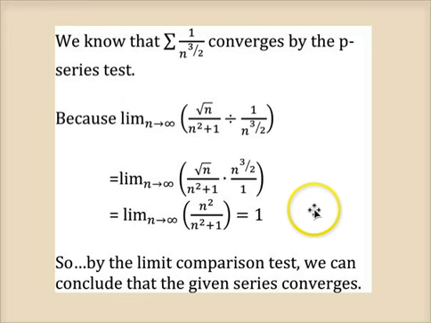So since our limit turned out to be a number greater than 0, we can conclude that since the series that we found, this one right here, the b sub n, converges, then our original series converges. Since our series we came up with converges, the series we were given also converges.